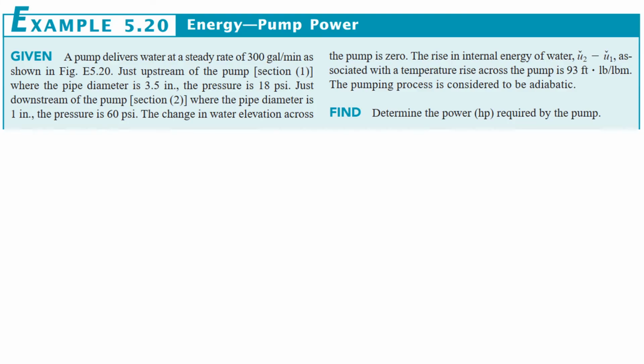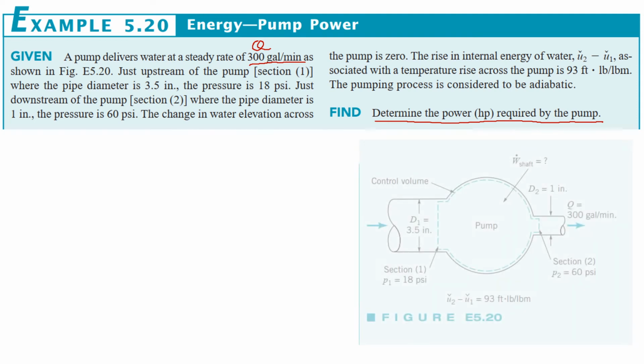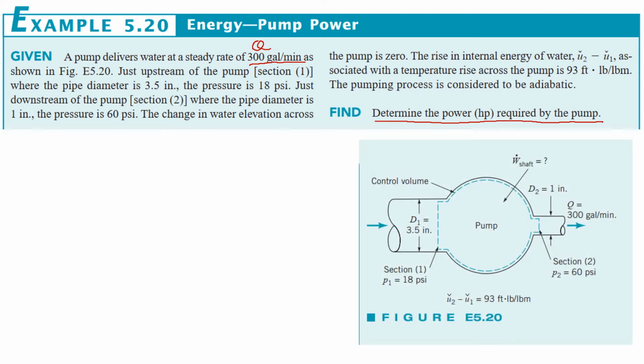Now look at this example. In this example, we are required to determine the horsepower required by the pump. So here we are calculating the horsepower by using our energy equation. So let's read the statement. The pump delivers water at a steady rate of 300 gallons per minute. So this is our volumetric flow rate, as shown in figure 5.20. This is our figure, just upstream of the pump. This is the upstream of the pump, section 1. This is our inlet of the pump.